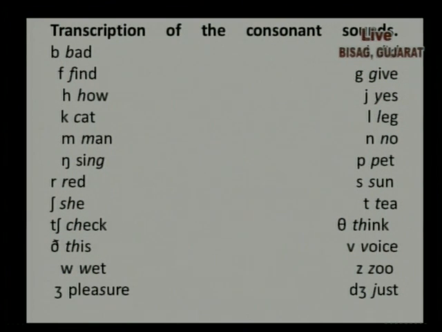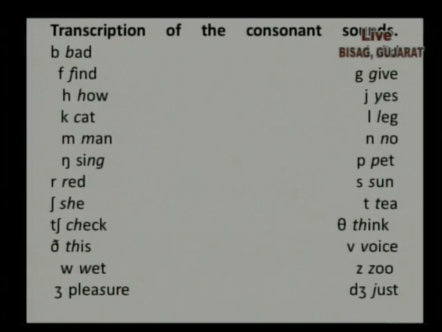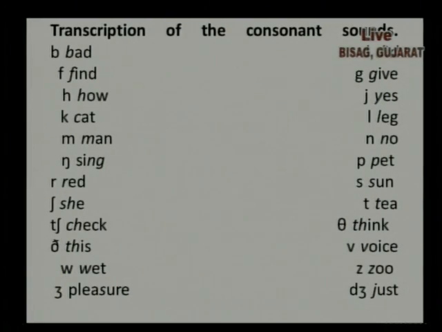Then you have red, r, which is again written in the same way as you write the lowercase alphabet r. Then you have she. The letters sh give you the sound sh, and this is how it is written. Then you have the word check. So we take the first sound, ch, and that is how this is written in the transcription.